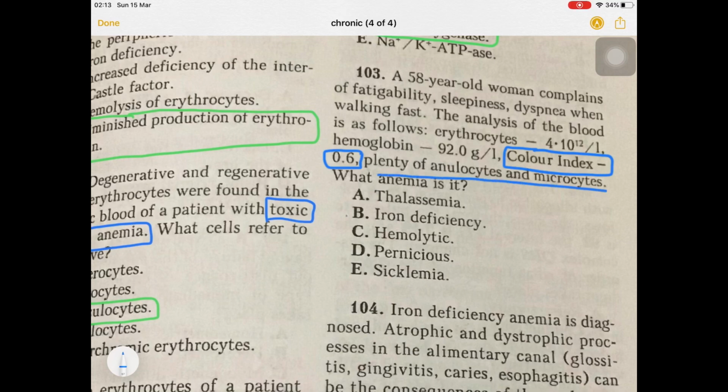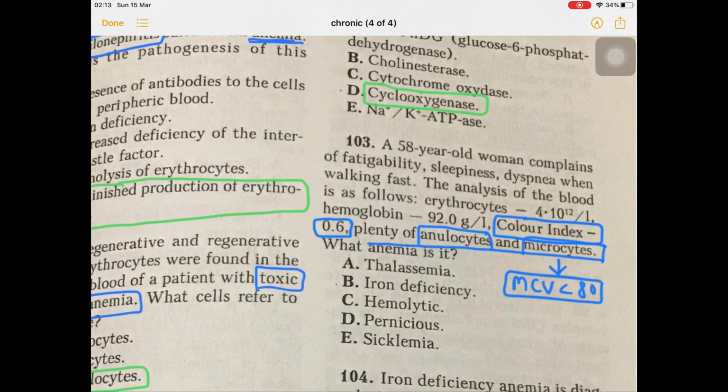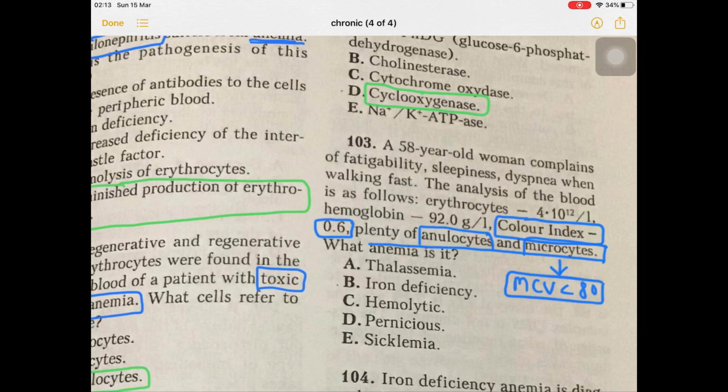And plenty of anulocytes and microcytes. I told you what a microcyte is: MCV less than 80, so that is a smaller size. And color index 0.6 means hypochromic, right? If the color index is less than 0.85, and here it is 0.6, I can clearly say they are talking about hypochromic anemia. Hypochromic and microcytic anemia, I told you the example. Which example? Yes, that is iron deficiency anemia.